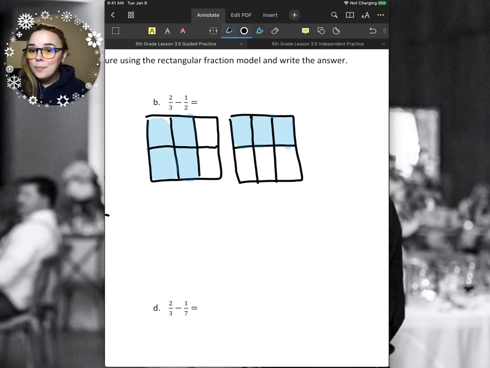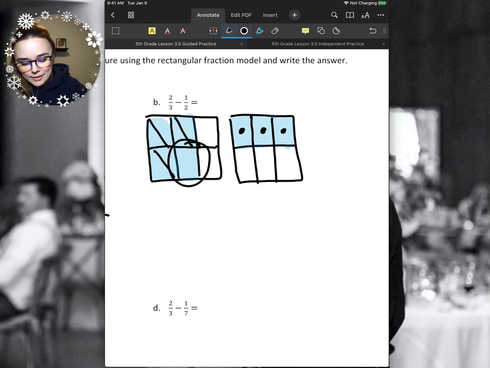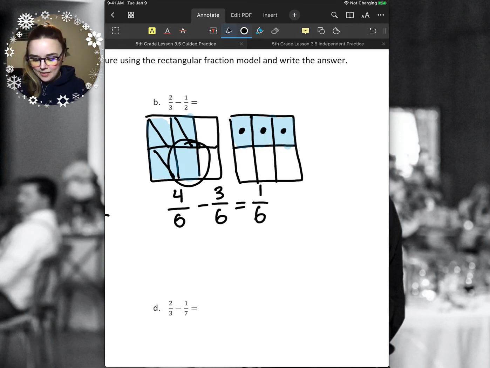So I can use numbers or I can use my model. I'm going to use the model. So I have 1, 2, 3/6. So I'm going to cross out 3/6 from my other side. 1, 2, 3. I'm left over with 1/6. So I had 4/6 minus 3/6 is equal to 1/6. And I confirmed that with my model.